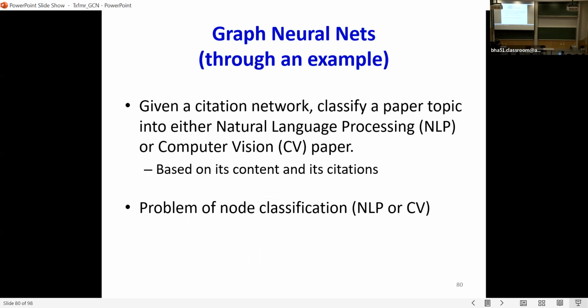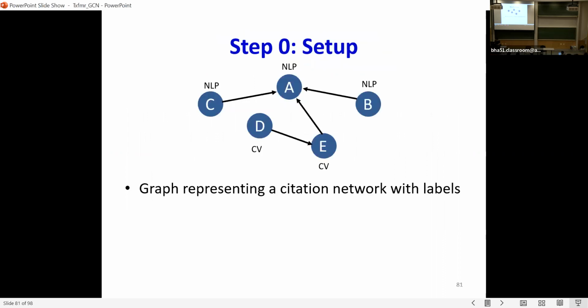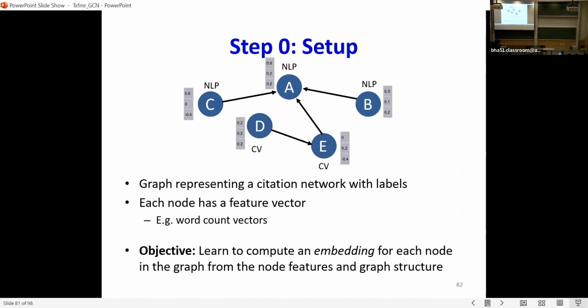We're going to run through just one simple example where we're trying to do node classification, like an NLP or computer vision type of task. The way to do that is you start by having your graph, your vertices and your edges. And each graph is going to have some kind of initial feature representation.